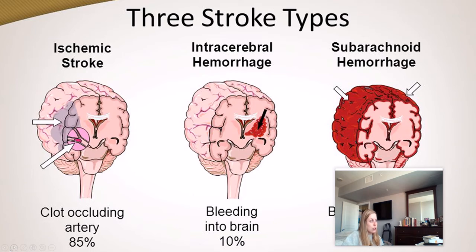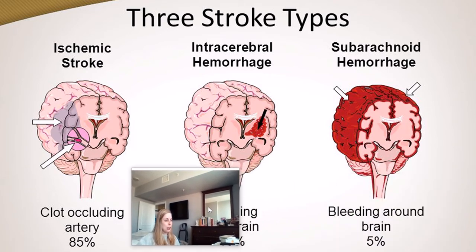Okay, so types of stroke. Ischemic strokes are going to be the most common ones. This is about 80% of strokes. If we have a cerebral hemorrhage, that's going to be about 10%. And then the subarachnoid hemorrhages are pretty low. And this is going to be the drunk person that falls down the stairs. It's more indicated with injuries.